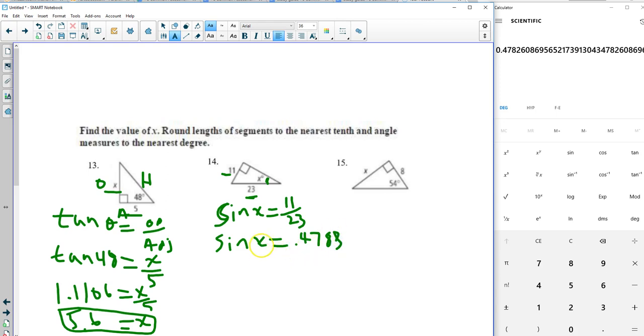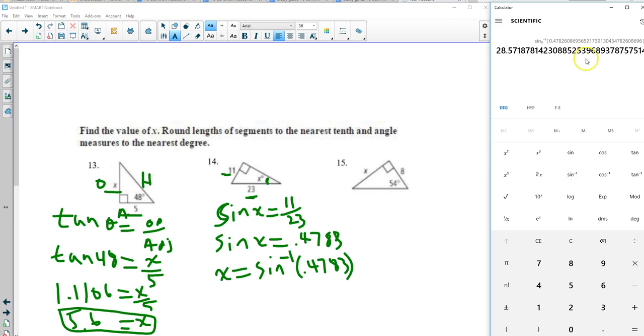So now since we have sine x, we've got to use the inverse sine to get that angle. So x is equal to the sine inverse of 0.4783. That's the one with the little -1. That gives us our degree as 28.57. But we round the degrees to the nearest degree, so that would be rounded to 29.